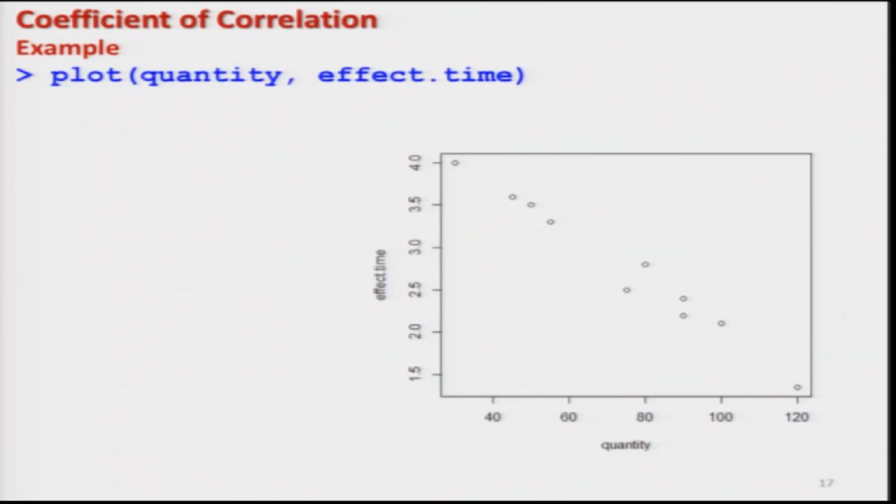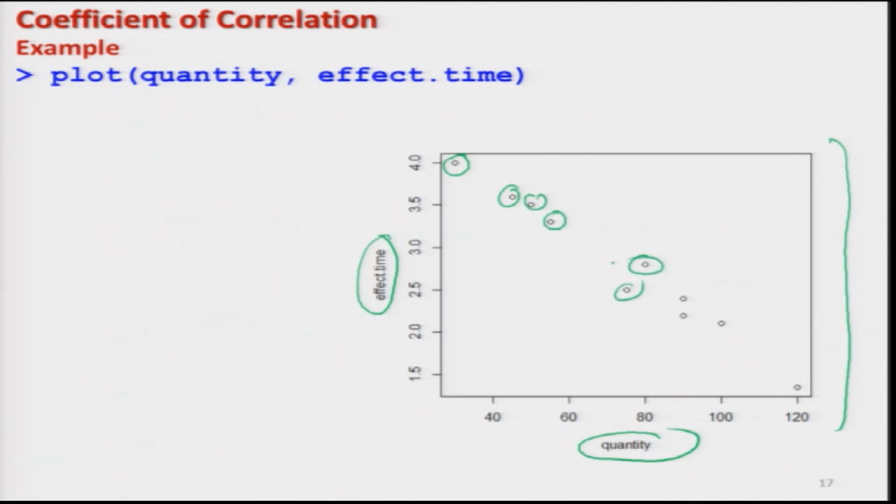Now I will try to take this data set and first make a plot here. So, you can see here this is the screenshot, and on the x axis it is quantity, and on the y axis it is time, that is effect dot time. And you can now see that these observations are coming out like this. So, you can see that as the values of x are increasing, the values of y are decreasing. So, this shows a sort of negative trend, right. And this information we would like to verify with the covariance function or the correlation function.